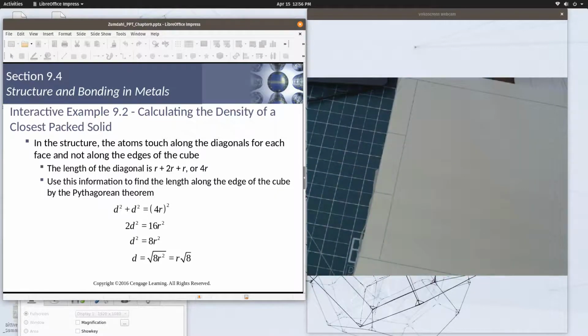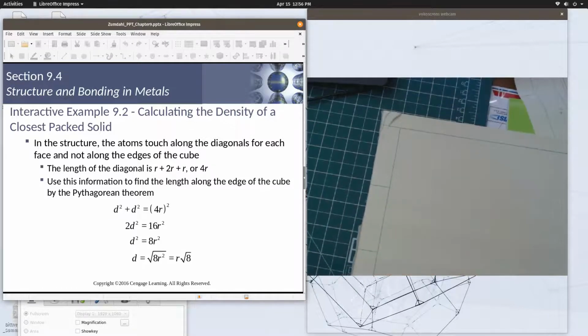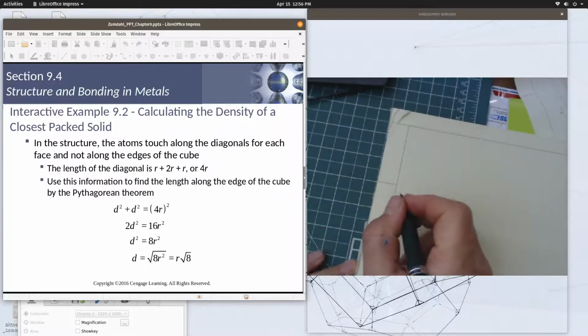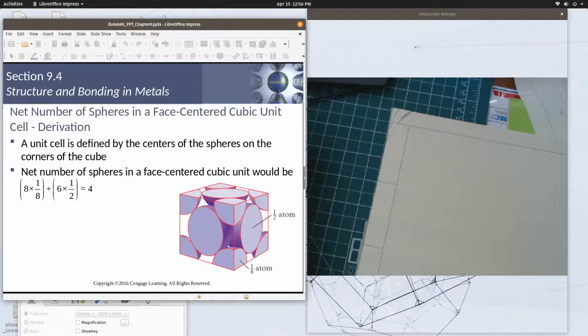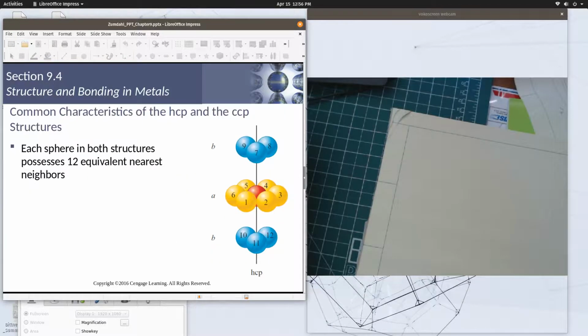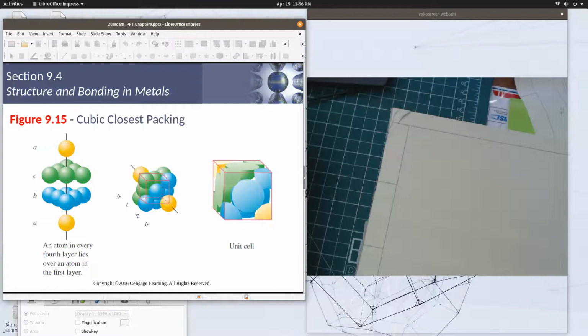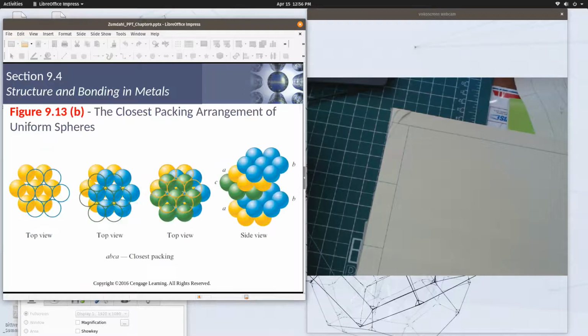Okay, so on this particular solid, the atoms touch each other along the diagonals of the faces, but not along the edges. So that means in this face, it's a cubic closest packed structure. This is a face-centered cubic. The atoms touch each other on the faces. Cubic closest packed solid is this FCC.